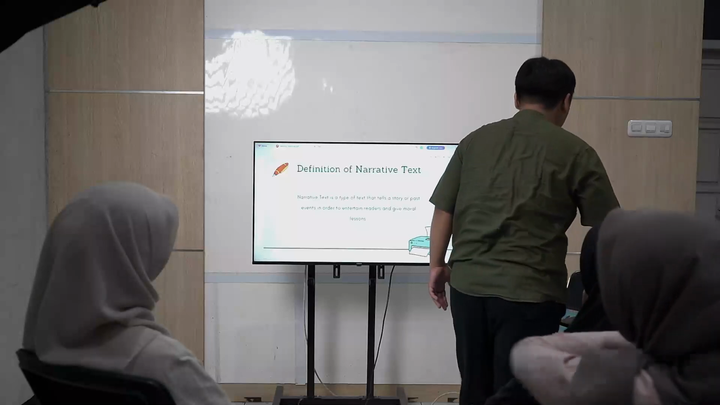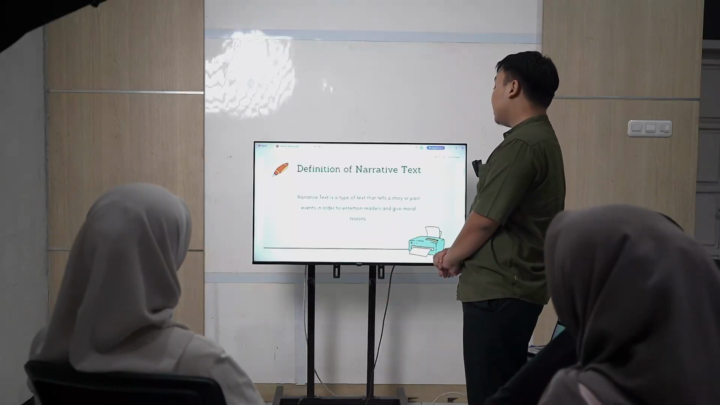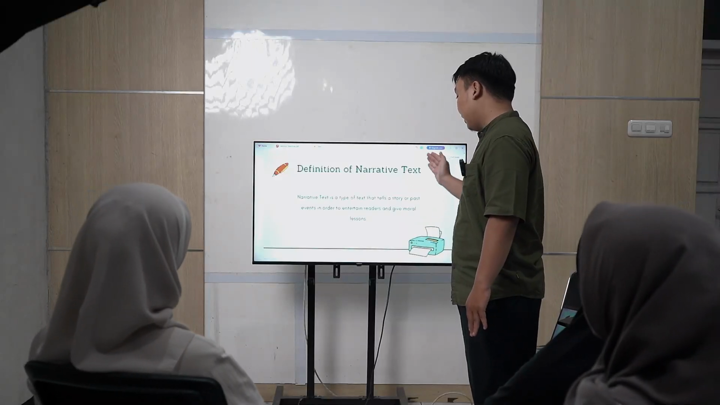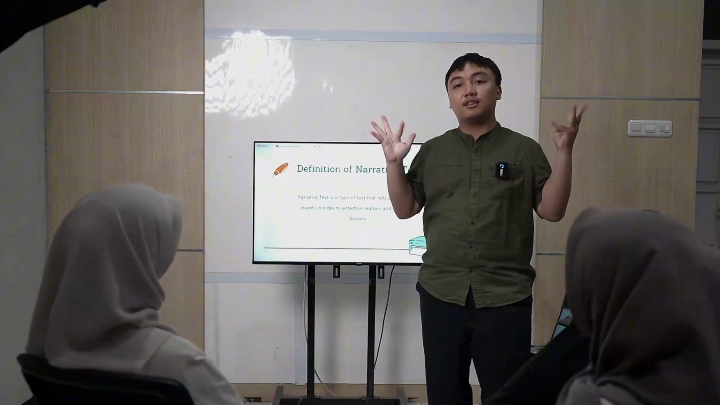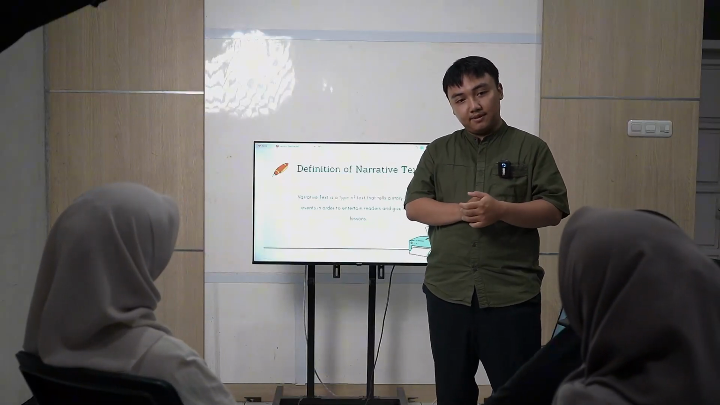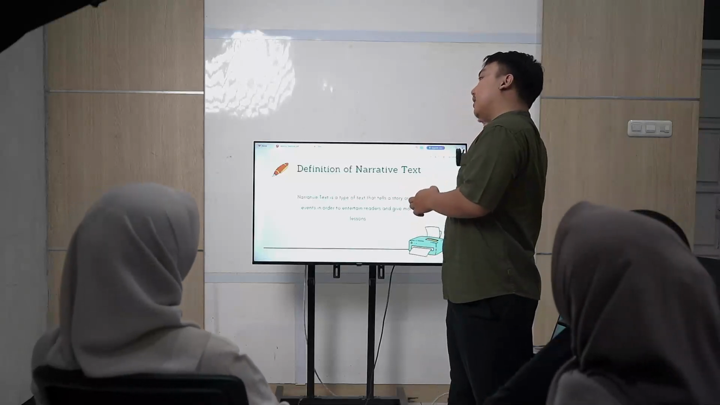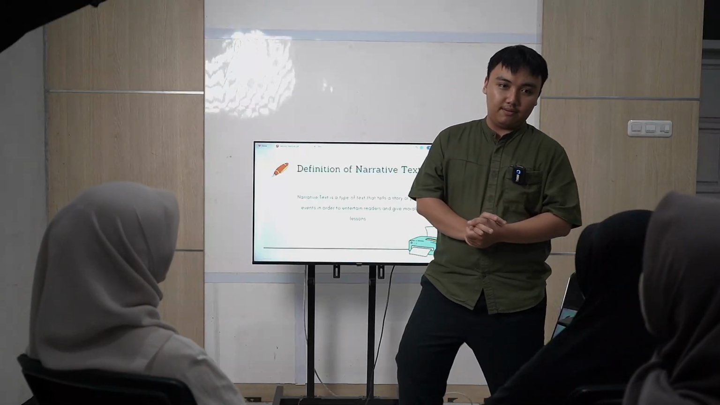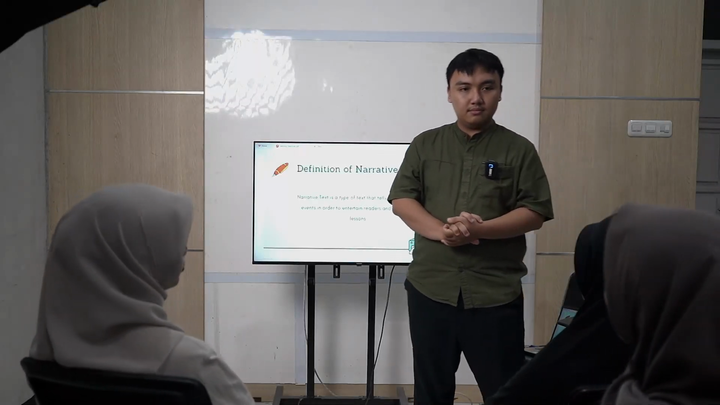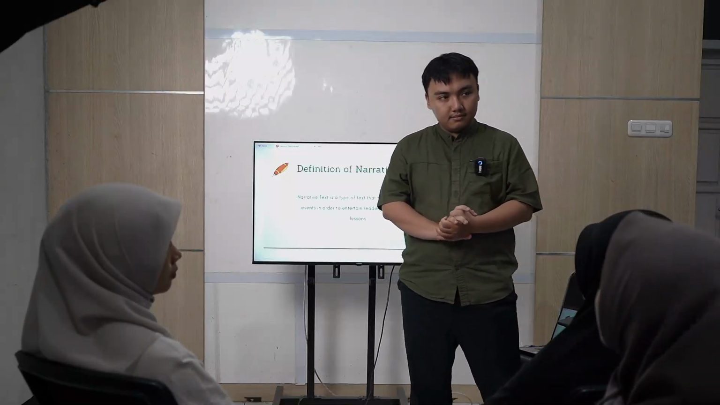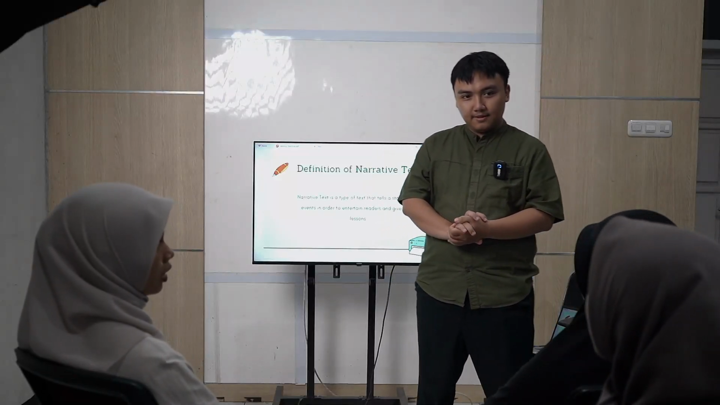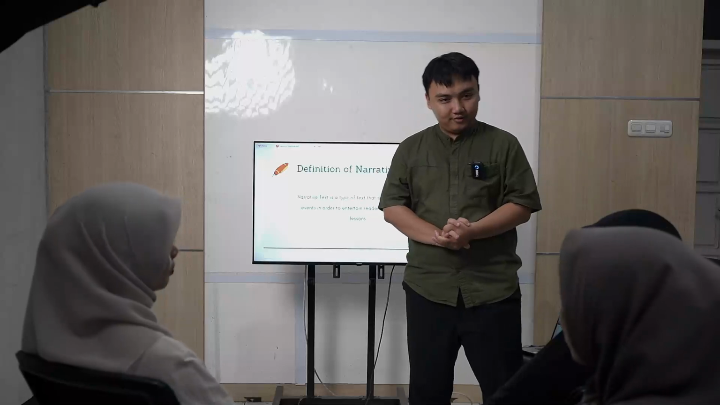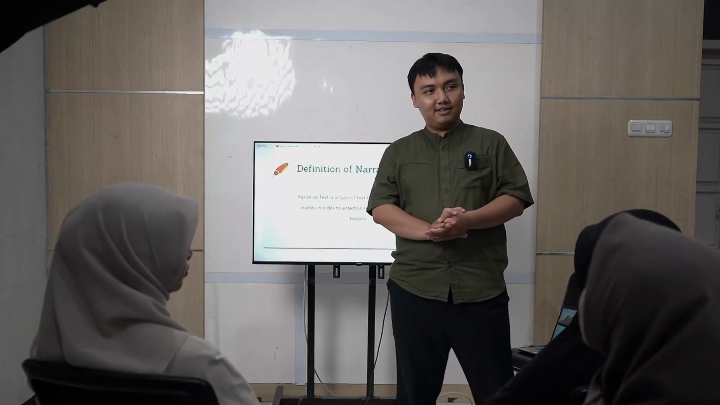We have the definition of narrative text, which is a type of text that tells a story or a past event in order to entertain readers and give lessons. Does everyone love reading texts around here? Pardon? Does everybody love to read stories about the past? Yes. Maybe in elementary school you borrowed storybooks at the library, and maybe some of us have already read about Timur Mas.